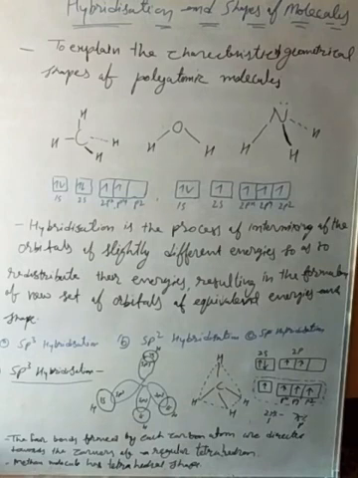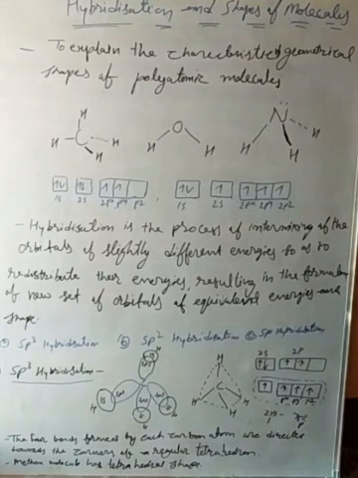Today's topic is hybridization and shapes of molecules. It is about carbon compound molecules. First, why do we need hybridization? To explain the characteristics of geometrical shapes of polyatomic molecules.